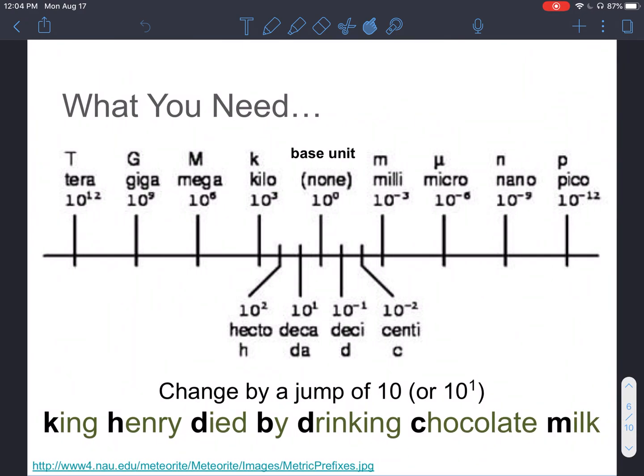Here is the same scale, but at the bottom we have a saying: King Henry died by drinking chocolate milk, to help you remember the center block, starting with kilo for king and ending with milli for milk. You can come up with your own or look some up that have the entire scale, starting with tera and going all the way down to pico. I know there's one that goes like tiny, green, men, but you can always make up your own that works for you.